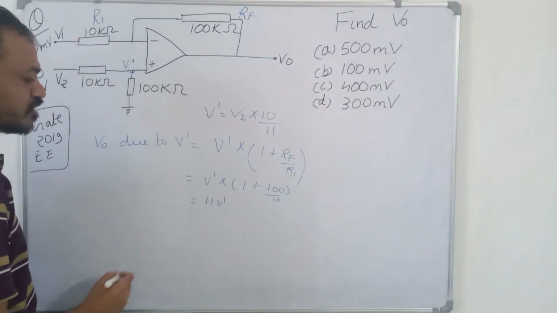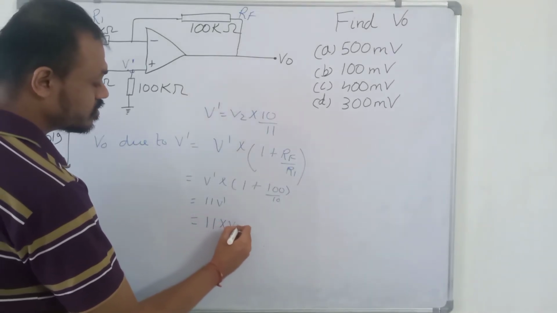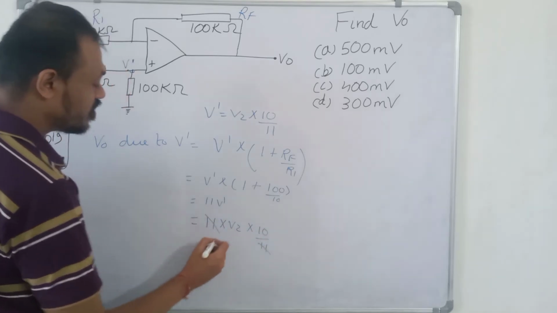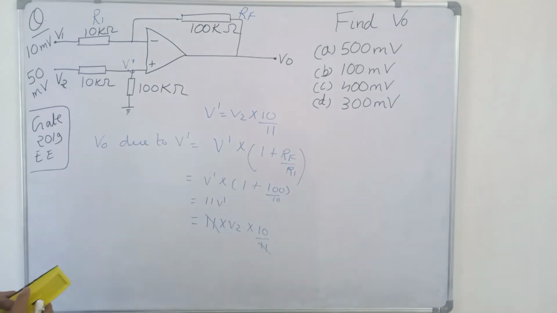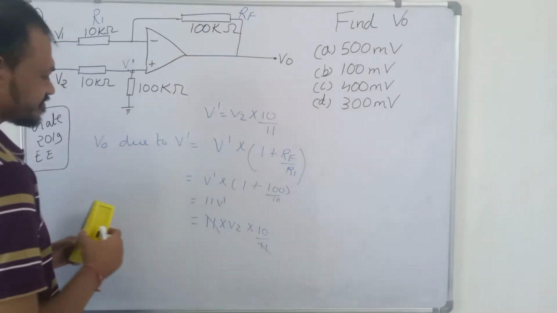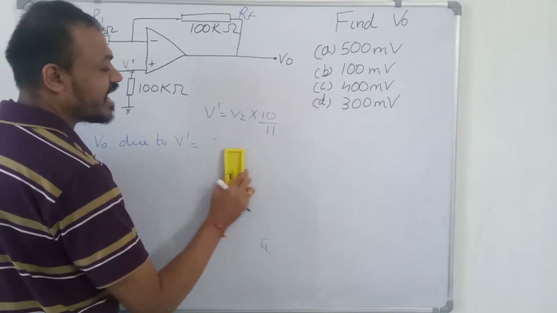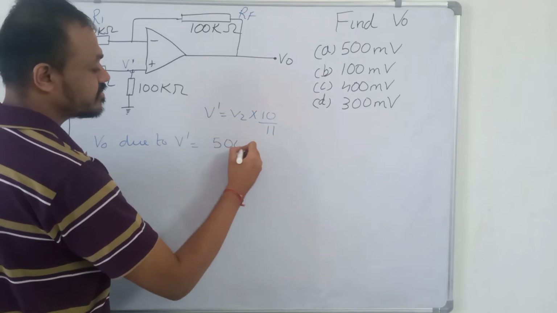And V dash is V2 into 10 by 11. So 11 into V2 into 10 by 11. So V0 due to V dash is 10 V2. So it will be 500 millivolt. V0 due to V dash is 500 millivolt, 10 V2 or 500 millivolt.